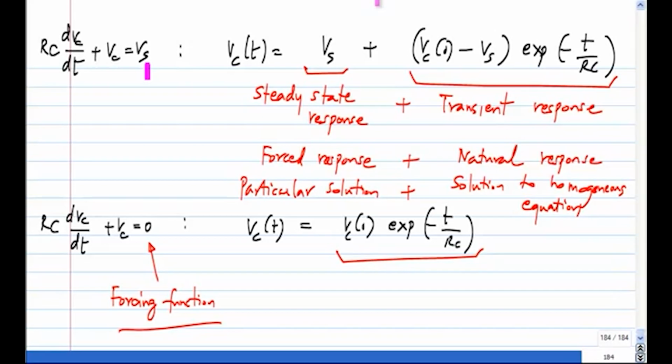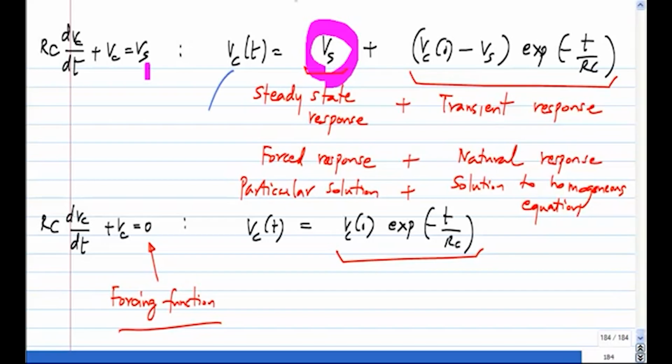So if you look at the homogeneous equation, we have this exponential minus t by RC scaled by some number, and that appears in this also. Okay, and the total solution will be something related to the forcing function plus some homogeneous part. All differential equations will have this characteristic that you will have the forced response plus natural response. And sometimes you can also classify this slightly differently.